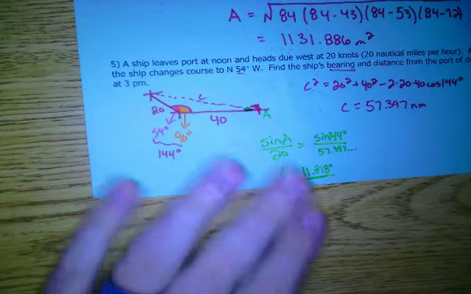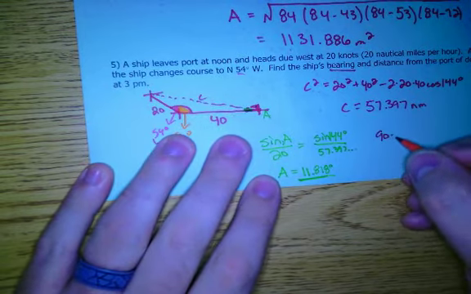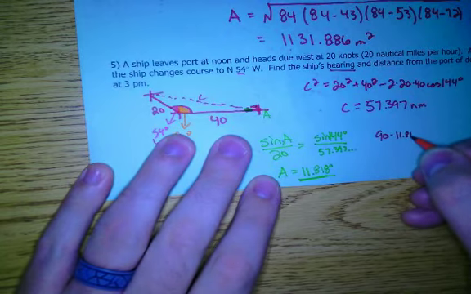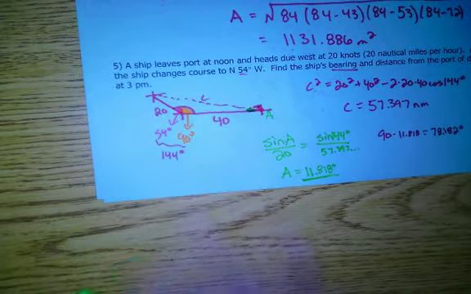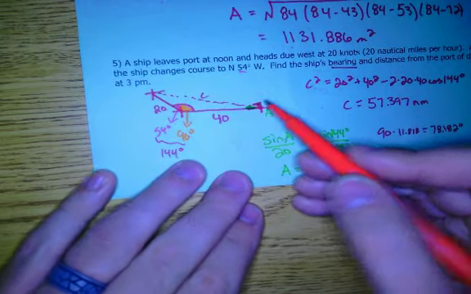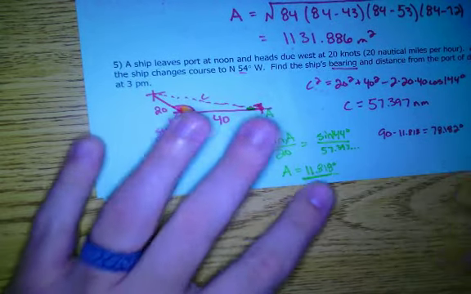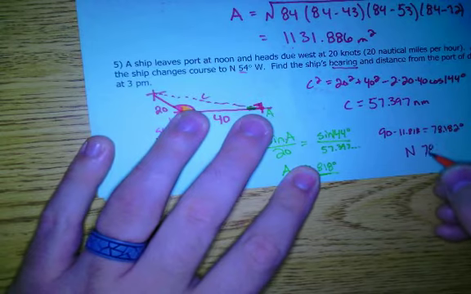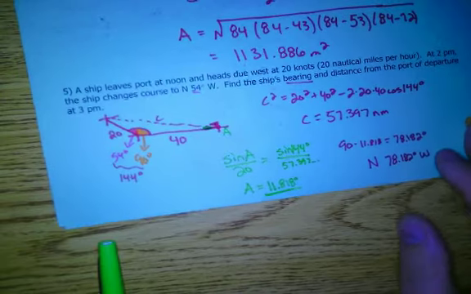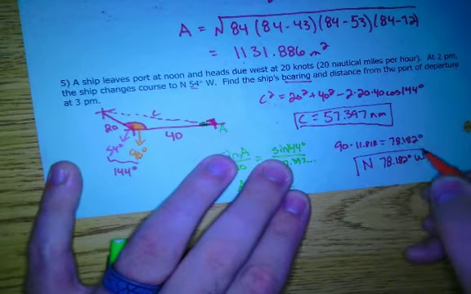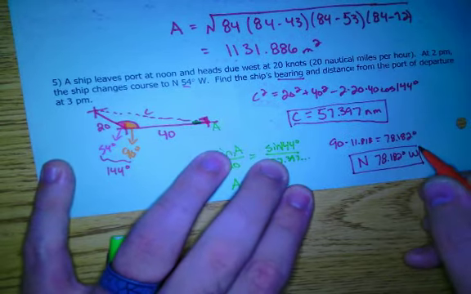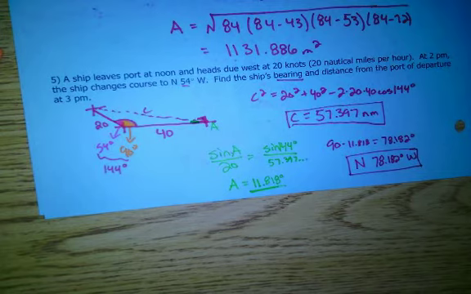So to find red, we're just going to do 90 minus this 11.818, which is 78.182 degrees. So now I have red. So the bearing we said is going to be northwest. So it's going to be north 78.182 degrees west. So this is my distance, and this is my bearing, from the starting point.